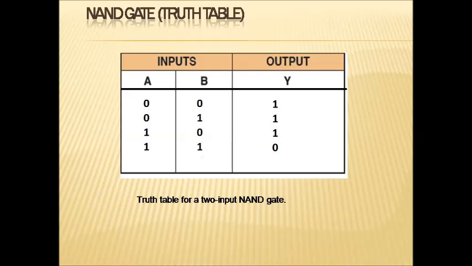So when we refer to the previous definition of the NAND gate, it produces one output when any of the inputs are zeros. Okay, so when any of the inputs are zeros, then it produces a 1.